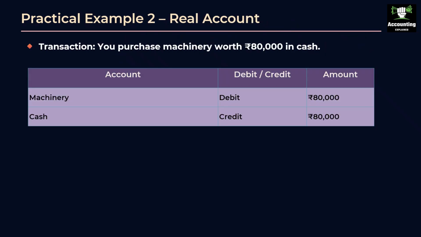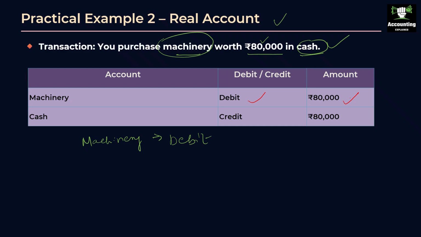Next, we are going to see a transaction on real account. You purchase machinery worth rupees 80,000 in cash. So you are buying machinery for rupees 80,000 and you are paying that by cash. Here, both machinery and cash are real accounts. Okay, first let us take machinery. Machinery is a real account. It comes into the business. So the rule of real account is debit what comes in. So we have to debit machinery with rupees 80,000.